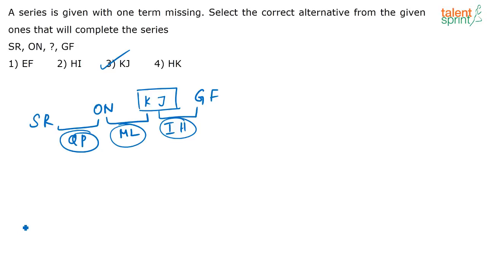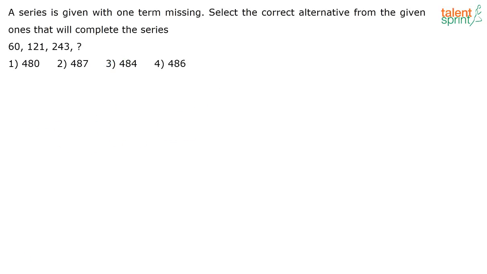Yes. So for this question, I think I did not get any wrong answers. So next question. A series is given with one term missing. Select the correct alternative from the given ones that will complete the series. 60, 121, 243, question mark.